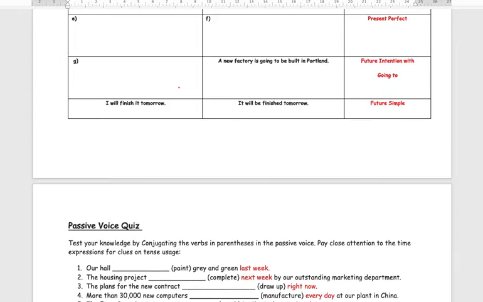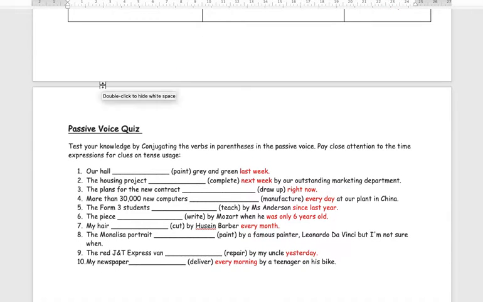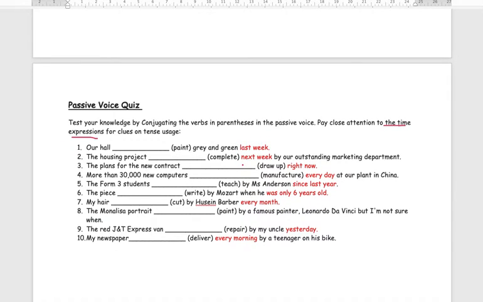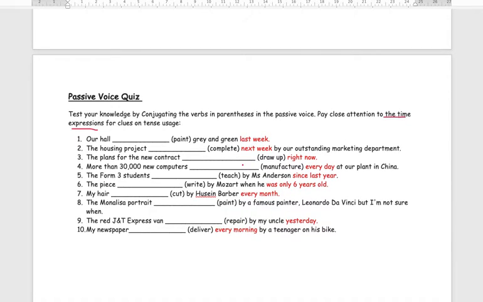And the second task is much simpler, just a simple quiz. Test your knowledge by conjugating the verbs in parentheses in the passive voice. Pay close attention to the time expression. So all the time expressions I have made red, so that you know which tenses you should use. And then you change it. All of these are active. You have to change it into passive voice using the verb here.